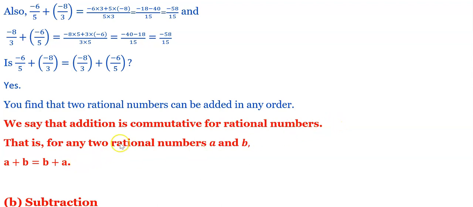That is, if we take any two numbers from the set of rational numbers and add them, first a plus b, you will also get the same number as b plus a. Therefore addition is commutative for the set of rational numbers.